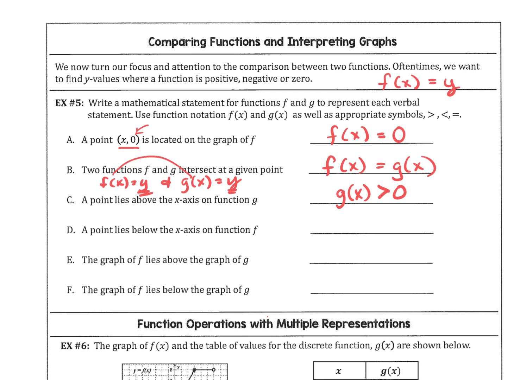Yes? Okay. So now take what you understand now and say a point lies below the x-axis on the function of f. So how are you going to write that one? Yes. f of x is less than 0, because below the x-axis is negative.